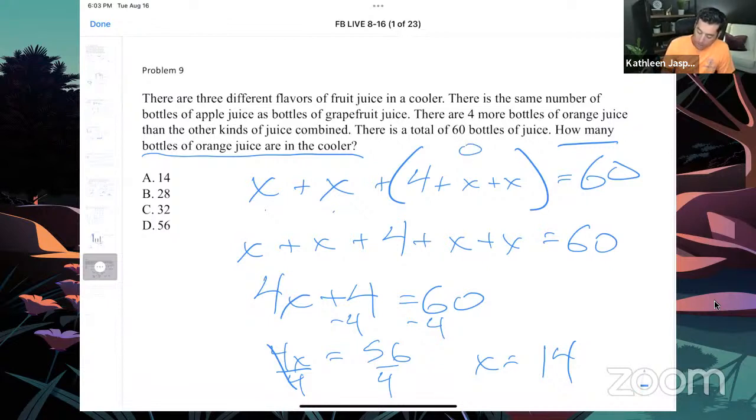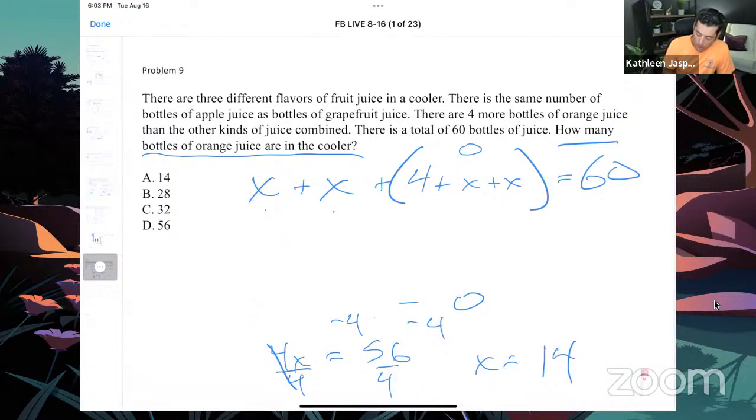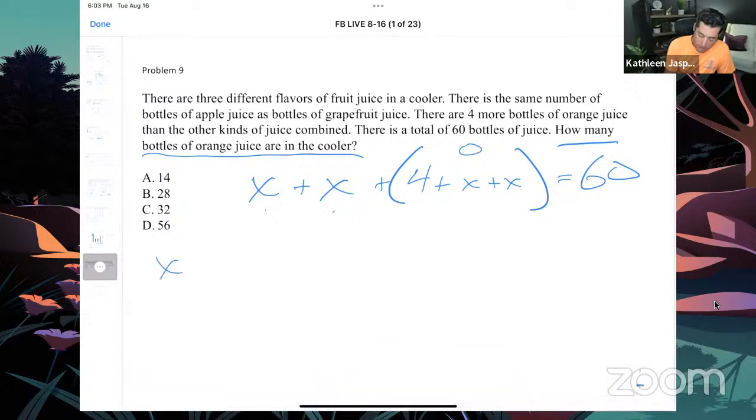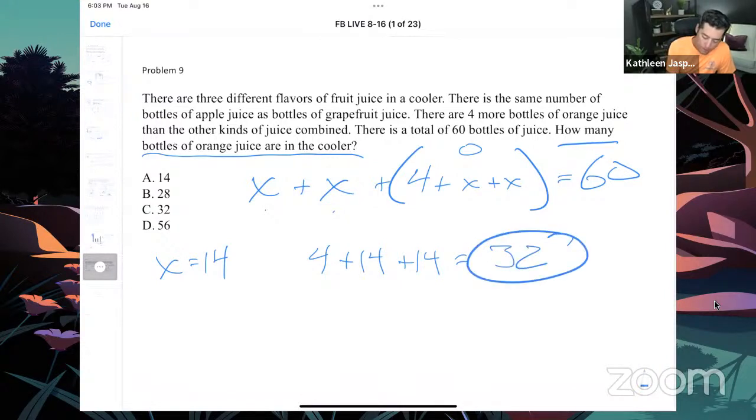So now what we have to do is, hopefully you've seen that we've solved that. X is equal to 14. Let me make some room. So X equal to 14. Here's my orange juice. So let's do 4 plus 14 plus 14, and we will get 32. There are 32 bottles of orange juice based off of this scenario here.